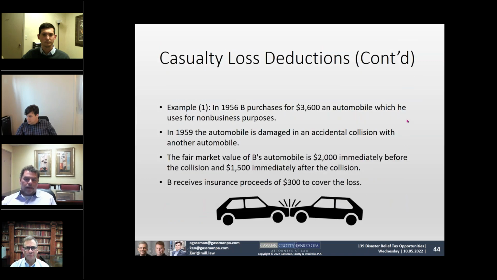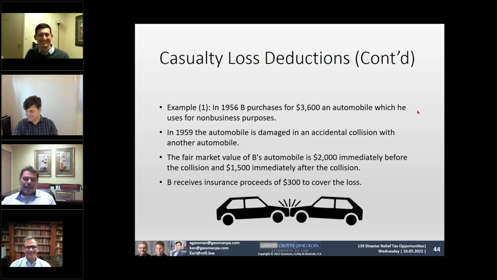All right, so what I'd like to do then is we have 3 different examples here. I think that they're pretty self-explanatory. They're from the actual regulations. What makes me laugh is that you can see how old these regulations are, because it talks about in 1956, he purchases a car for $3,600, which is just interesting.